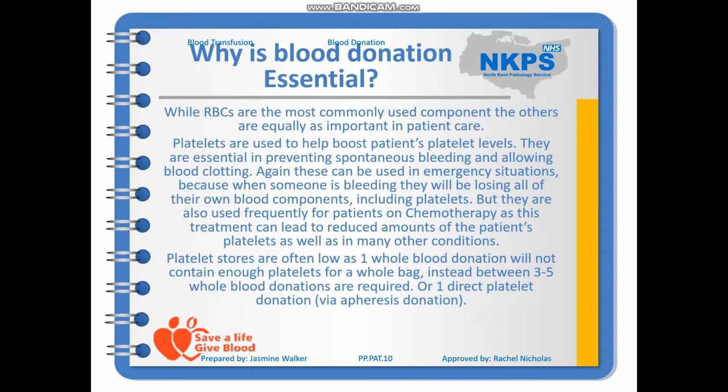So while red blood cells are the most commonly used component, the others are equally as important in patient care. Platelets are used to help patients' platelet levels be boosted. They are essential in preventing spontaneous bleeding and allowing blood to clot. Again, these can be used in emergency situations because when someone is bleeding, they'll be losing all of their own blood components, including platelets. But they are also frequently used for patients on chemotherapy, as this treatment can lead to reduced amounts of platelets in the circulation, therefore leading to the increased risk of bleeding.